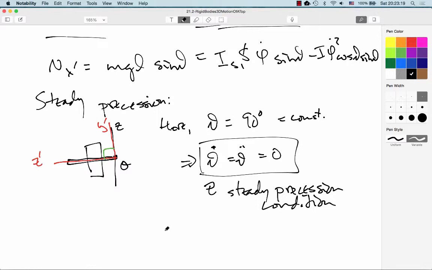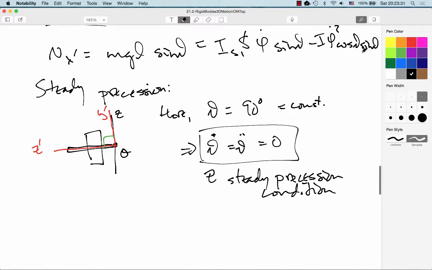So with that, we can go ahead and put in the 90s for theta here. Sine of 90 is 1, but cosine of 90 is 0, so this right-hand term drops. The nx prime equation becomes mgl equals I_S S phi dot, and you treated that in your lower division mechanics class.